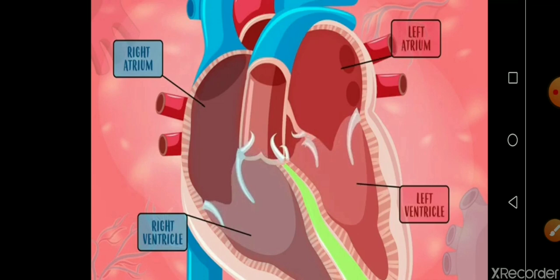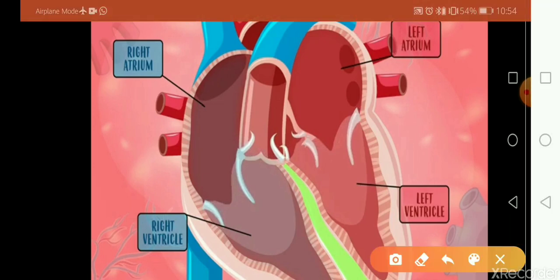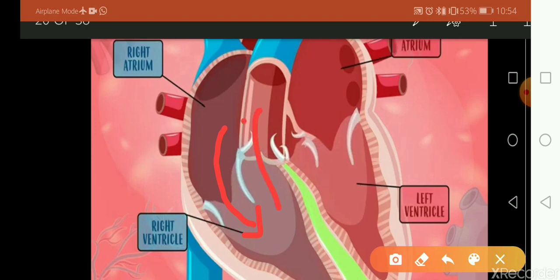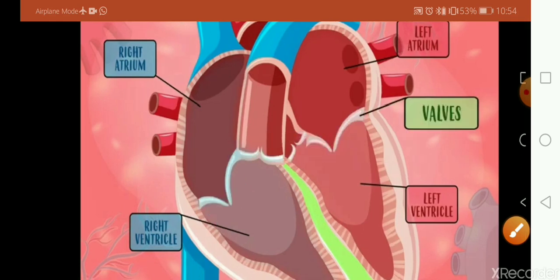Now there are some valves. What are valves? Valves are like doors. These are the valves. There are four valves in our heart. As we can open and shut a door, valves can also open and get closed, and they let the blood enter from one chamber to another. As you can see, when valves open, the blood enters from one chamber to another.